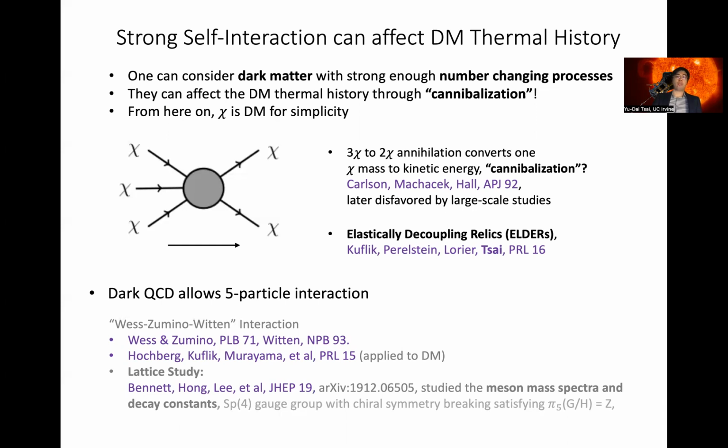But today I'm going to introduce something I wrote, that paper we wrote that is called Elastically Decoupling Relics. And a side note is that QCD also allows 5 particle interactions, and there are many further considerations. Originally, of course, it was considered by Wess-Zumino and Witten. That's something called the Wess-Zumino-Witten term, but it has been studied by both. People use it to study dark matter, and there's also a lattice study for this kind of dark matter model. So there's a lot of interest here, and it would be great to further investigate this type of model.